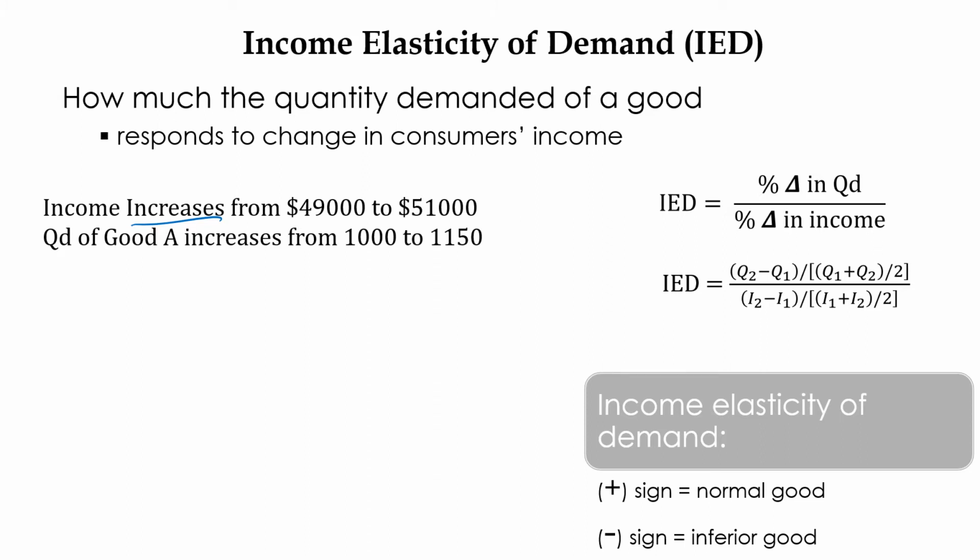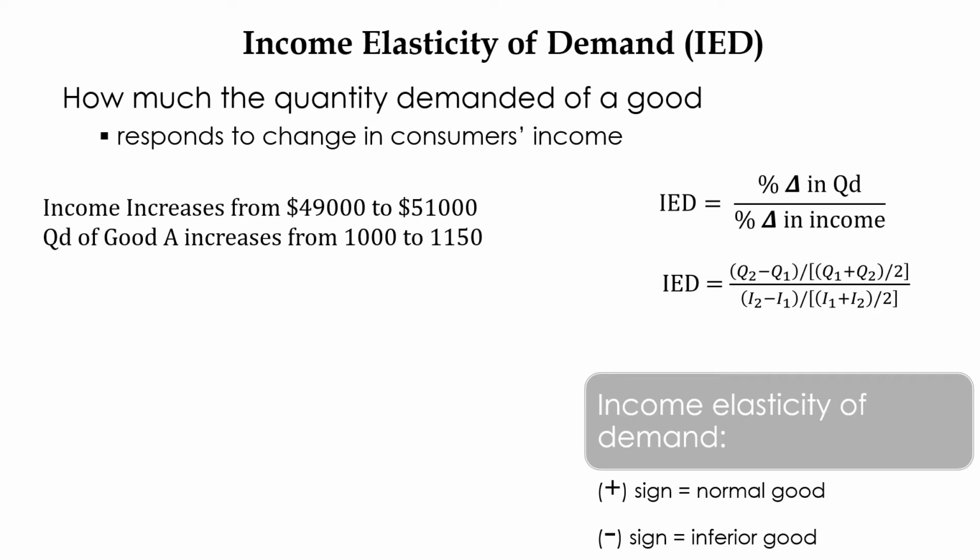That's right. This is a normal good. We know that because income increases and the quantity demanded increases, and that's a normal good. If the quantity demanded decreased, then we'd see a negative sign. Income increases, quantity demanded of a good decreases. We know that the answer would be negative, and we would know it's an inferior good. We would know it's like bus rides or no-name macaroni and cheese and things like that, okay?